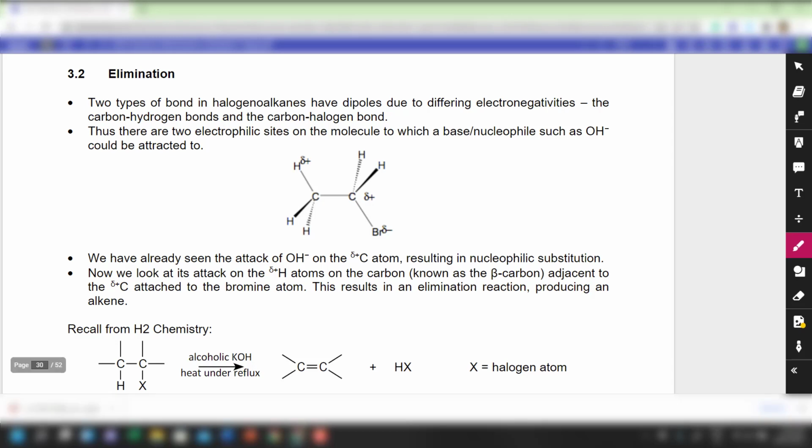Elimination is not new to you if you have gone through the H2 notes. As a comparison, we look at the condition required to give us a nucleophilic substitution product involving sodium hydroxide. We'll simply put sodium hydroxide, heat under reflux. But for elimination, we will need to use ethanol as a solvent, or a mixture of ethanol and water. So we will call it ethanolic sodium hydroxide or ethanolic KOH, heat under reflux. You have come across that in your H2 notes.